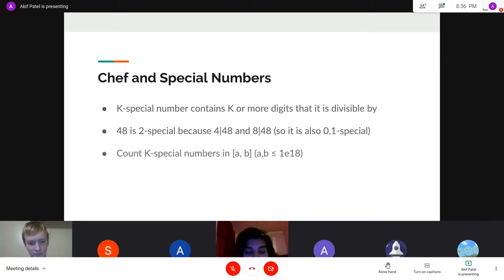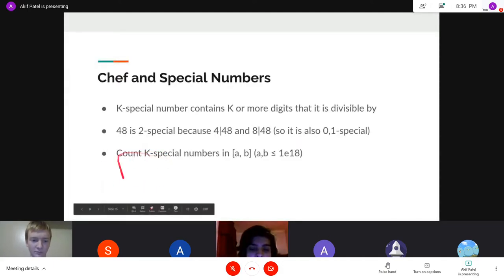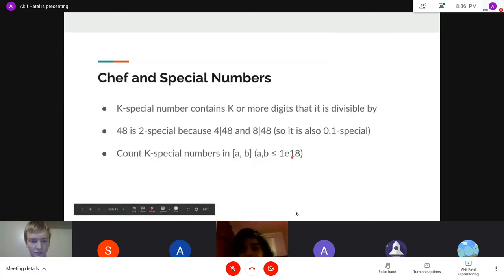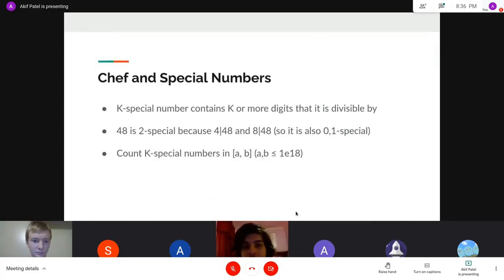Okay. So, as you may have guessed, the problem is just to count the number of k special numbers in the range a to b. Again, a and b are huge, up to 10 to the 18th, and k is the given parameter from 0 to 9. No example.